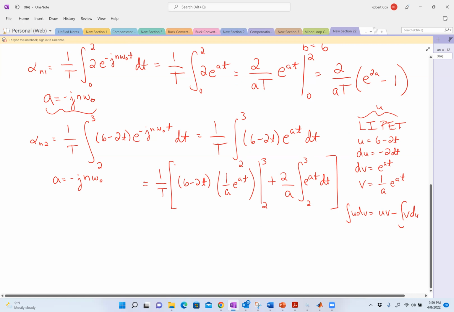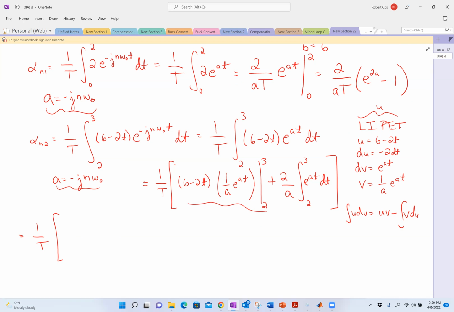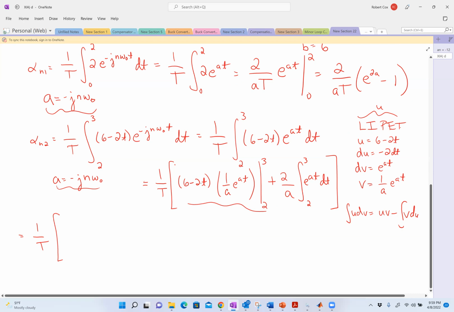Okay, so I've got to keep going here with this whole thing. This is where it gets pretty ugly, but notice making a substitution like a equals negative j n omega naught makes this a lot cleaner. So I have 1 over T times the integral 6 minus 2t. What I'm going to do is start evaluating this term right here. I'm going to evaluate it first at t equal to 3. So one thing I noticed right off the bat is 6 minus 2 times 3 is 0. So for the limit at t equal to 3, this first term goes away.